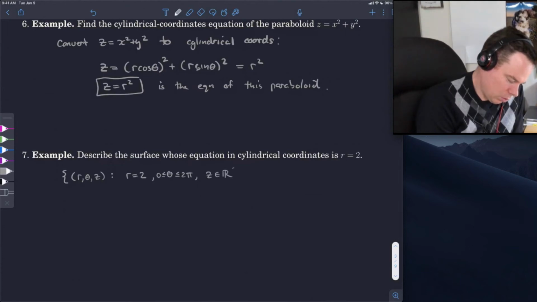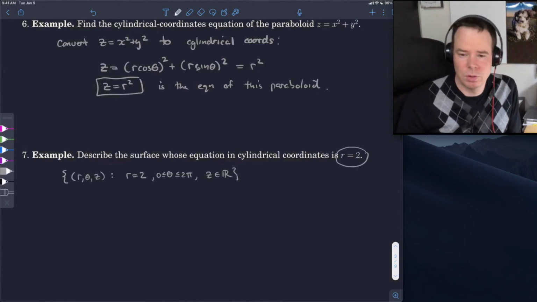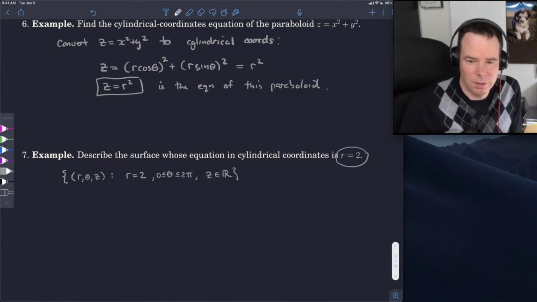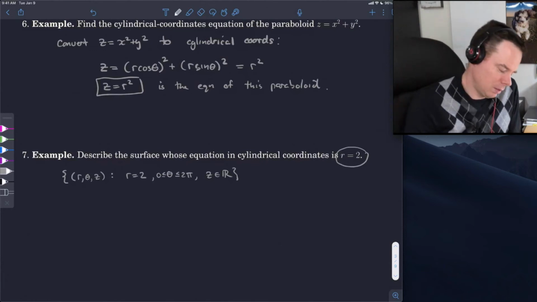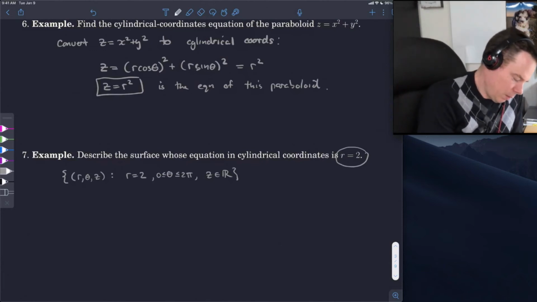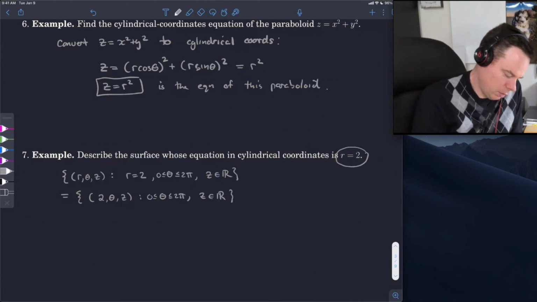There's no restrictions on that. So that's what that equation says. What is the set of all points that satisfy r equals 2? It's the set of all r, theta, z, where r is 2, theta is any value between 0 and 2 pi, and z is any real number. And so we can even write it more simply: it's 2, theta, z, such that theta is between 0 and 2 pi, and z is any real number.